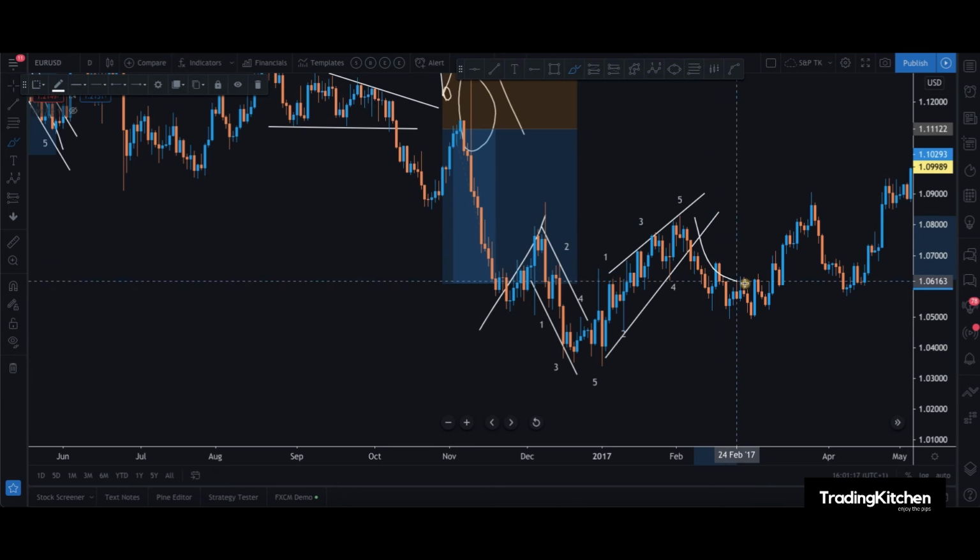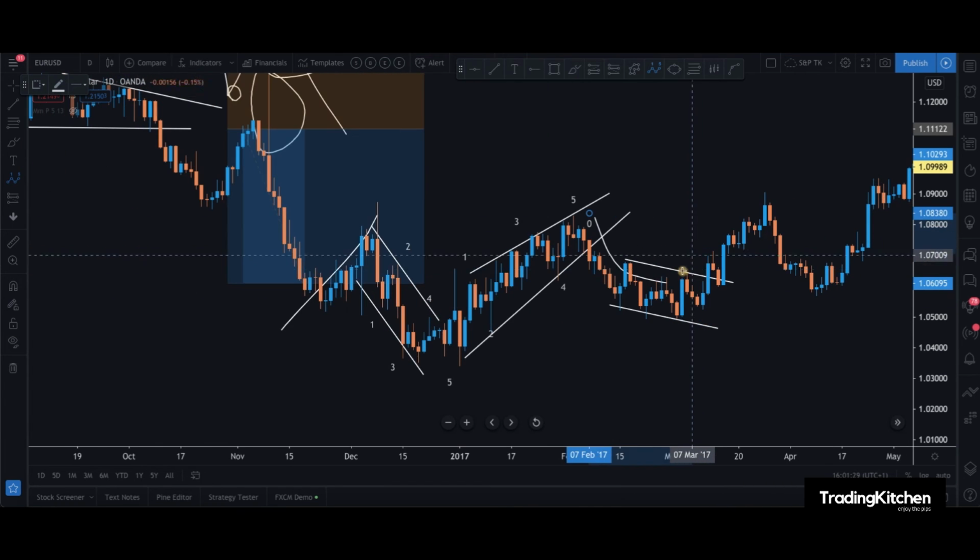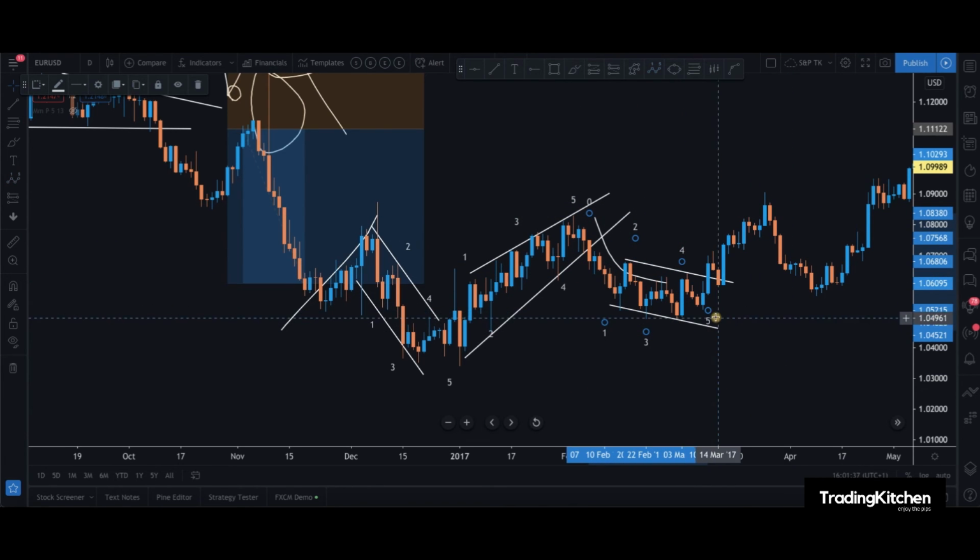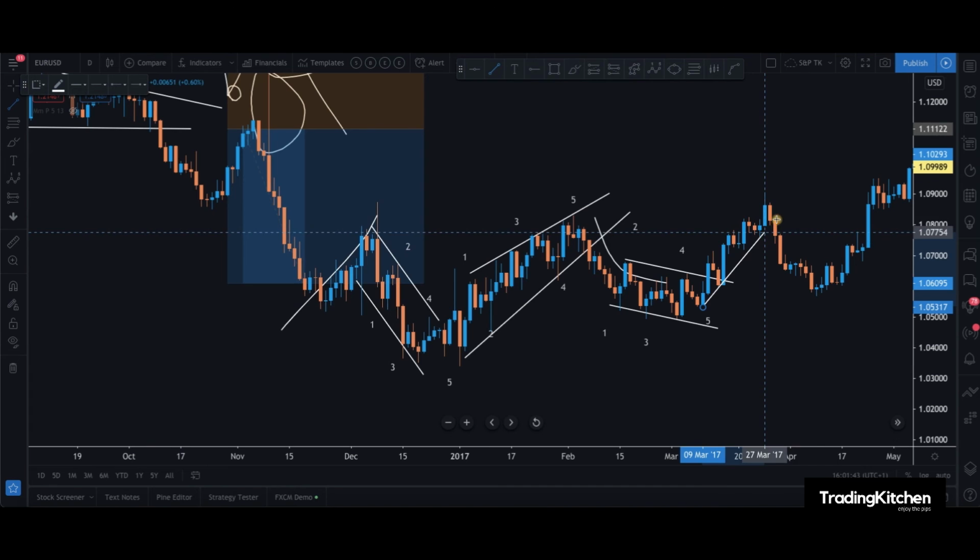Impulse down, channel down. Where is the channel? It is here, and so the market plays its game like this: 0, 1, 2, 3, 4 and 5, and then goes up. Same thing.